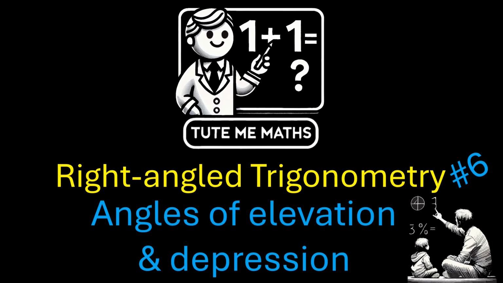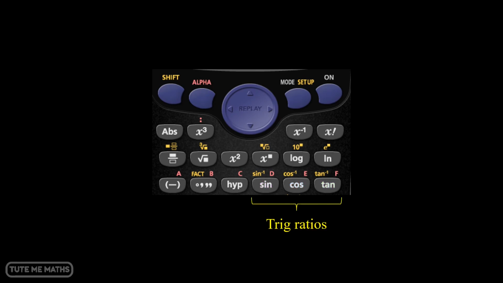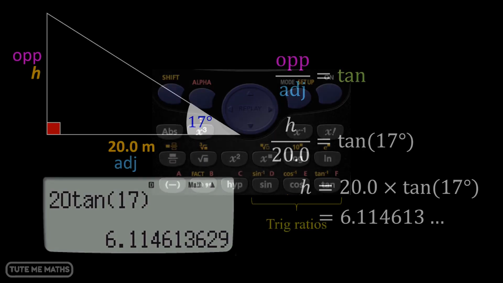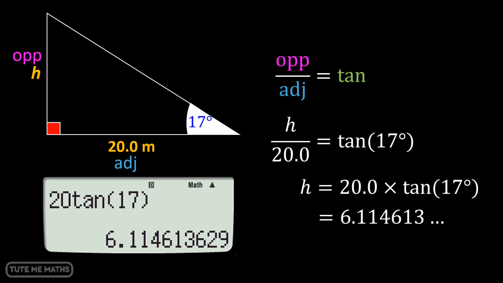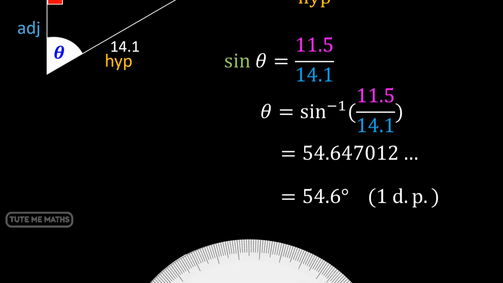To get the most out of this video, you should already know how to recognize and write expressions for the three trig ratios, be familiar with the trig ratio buttons on your calculator, and know how to apply these skills to calculate unknown sides and angles in a right-angled triangle. If not, I recommend that you watch the first relevant videos in this series before continuing here.